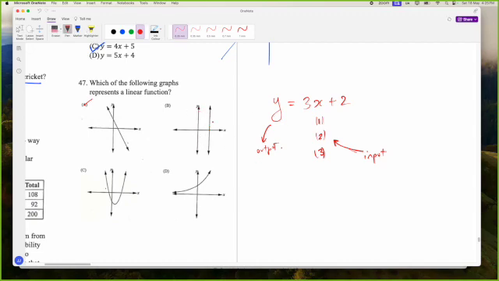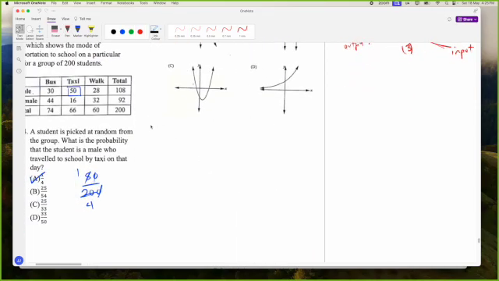So you had to know about functions. But a linear function, definitely A.